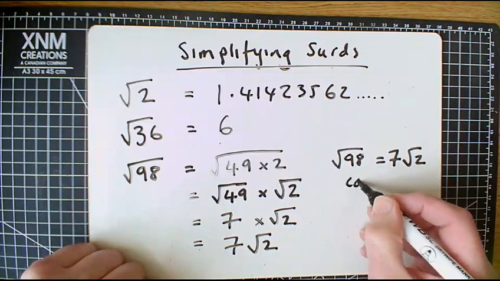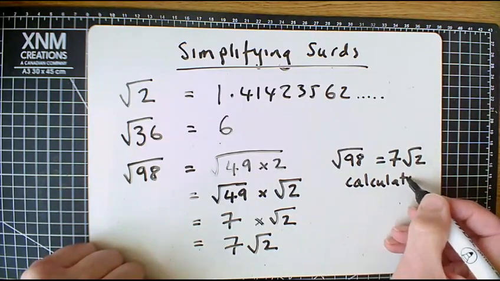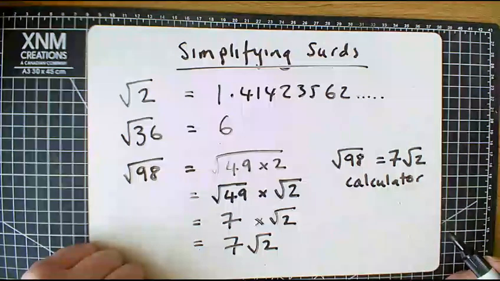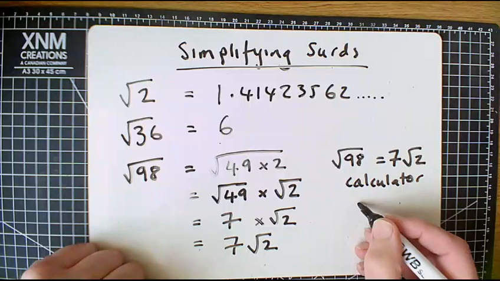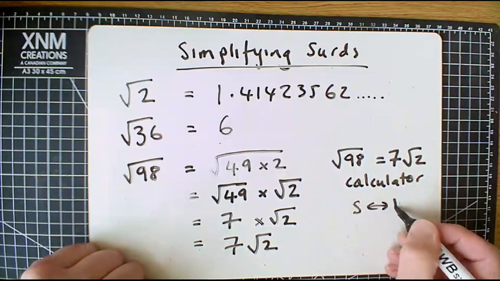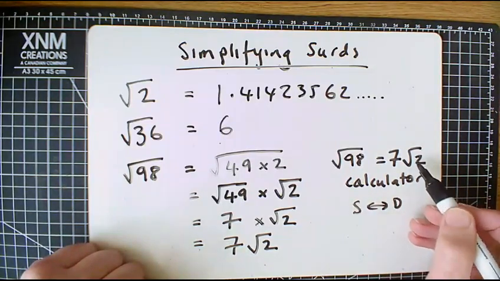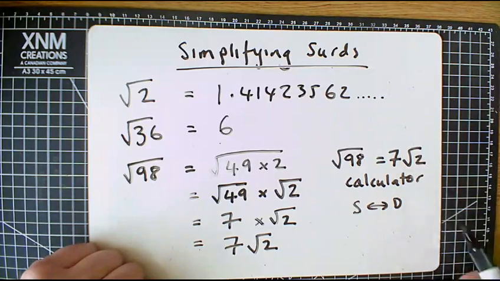So a calculator will automatically simplify things for you, which might help you if you want to do some practice. If you press the S to D button, it would convert this surd form into a decimal form.